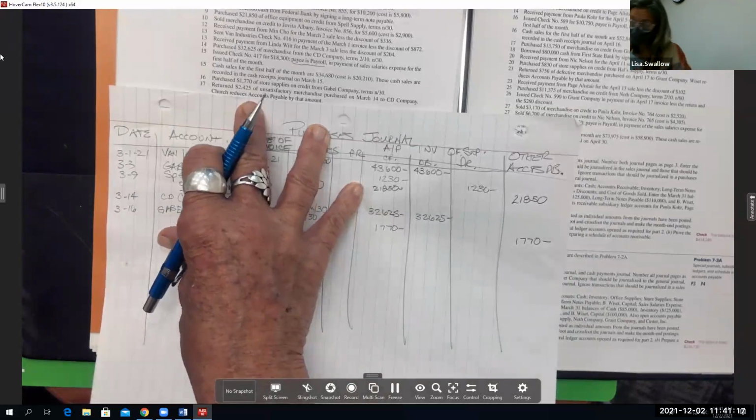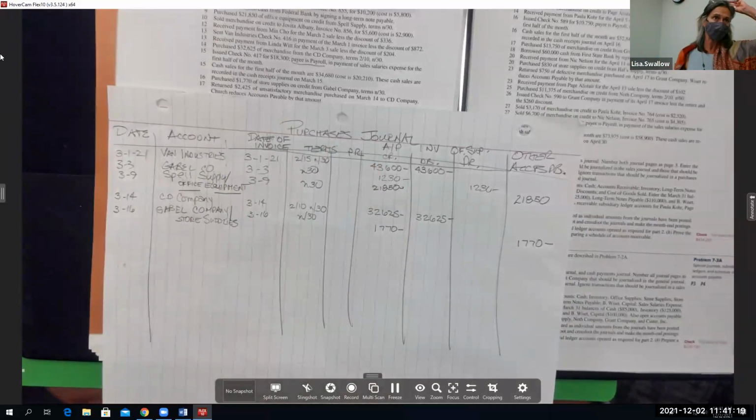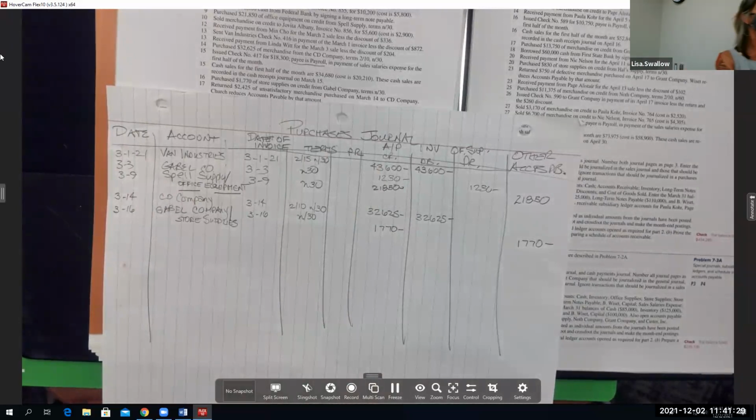I have to think about this. So does that impact cash? Let's start there. Does that impact cash at all? I don't think so. Is it a purchase on account or a sale on account? It's not, it's a return.